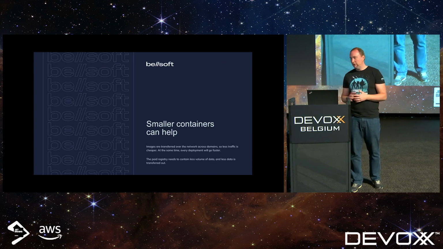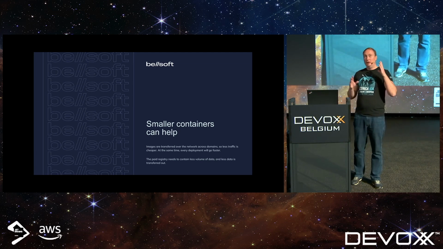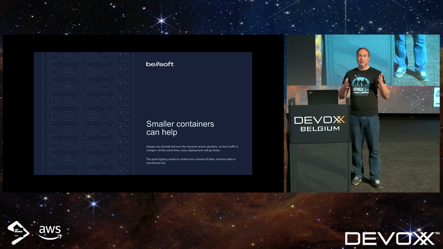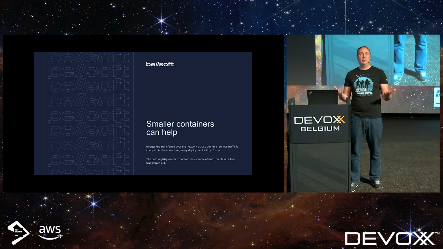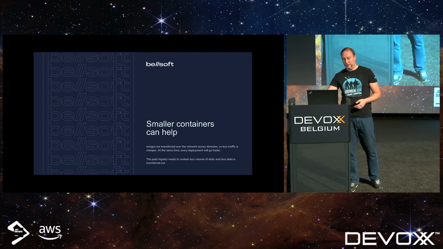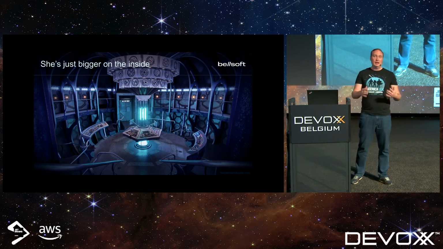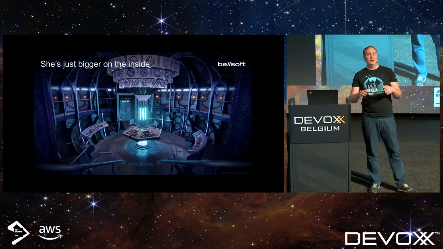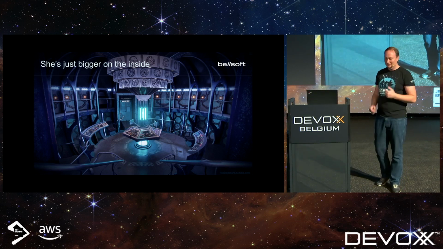It seems like not a problem, and even if we consider it a problem, which actually we do, it really looks like small containers can help. You have less traffic, right? You have less disk storage for smaller containers. And I think that small containers are just like the TARDIS, because they are small from the outside and really powerful from the inside.